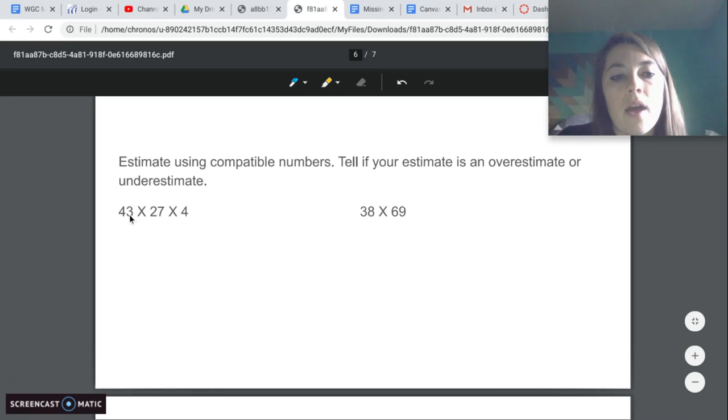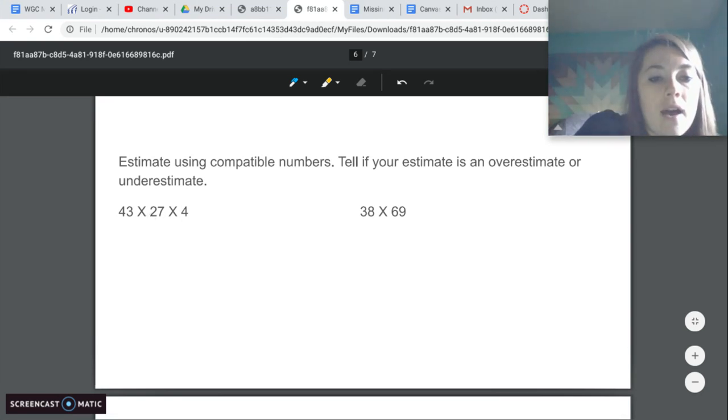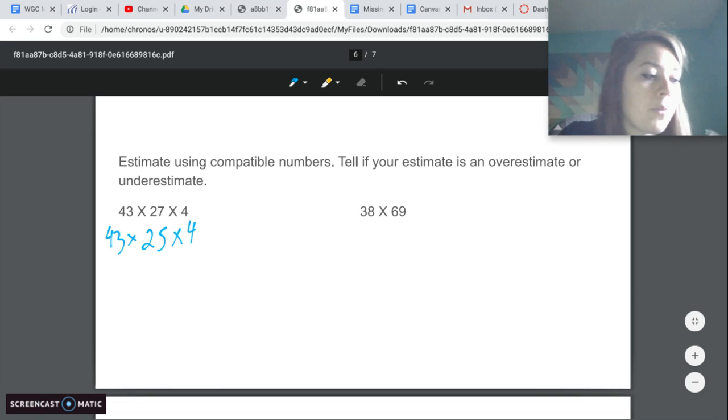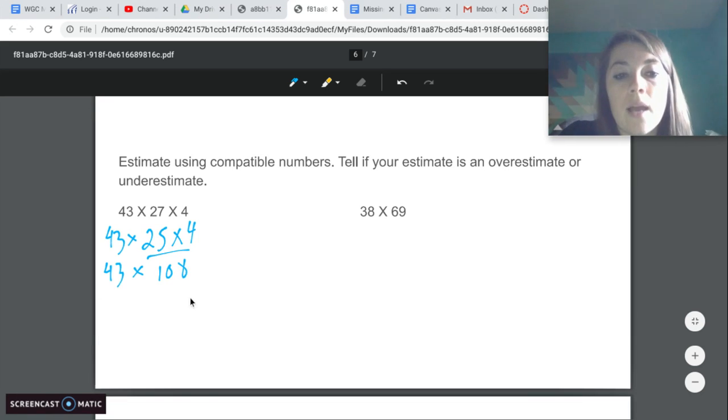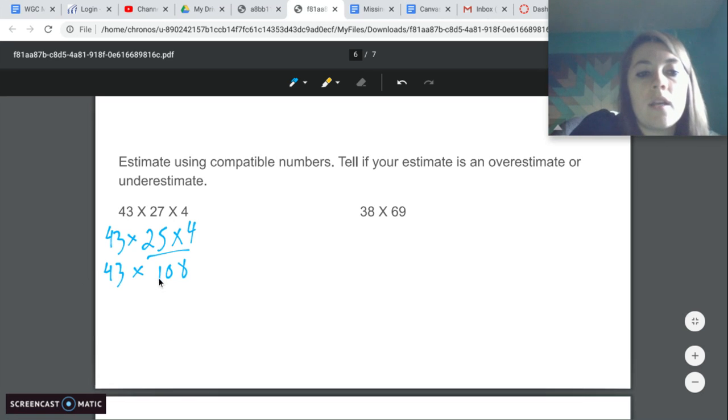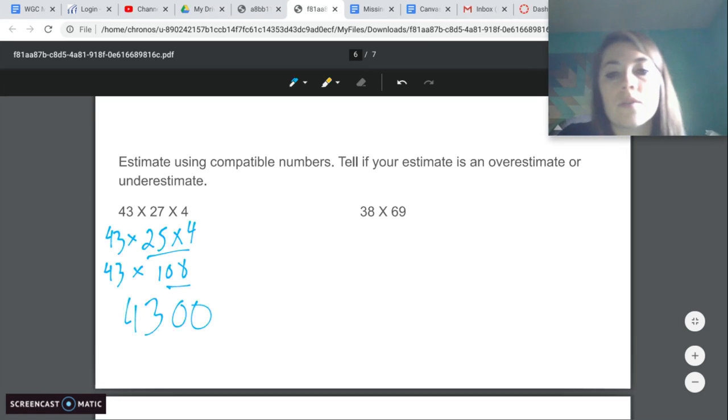All right, now using compatible numbers, we're going to multiply. So we've got 43 times 27 times 4. 27 is really close to 25. So we can make this 25 times 4 times 43. 25 times 4 we know is 100. So 43 times 100, 43 times 1 is just 43, and then we tack on the 2 zeros.